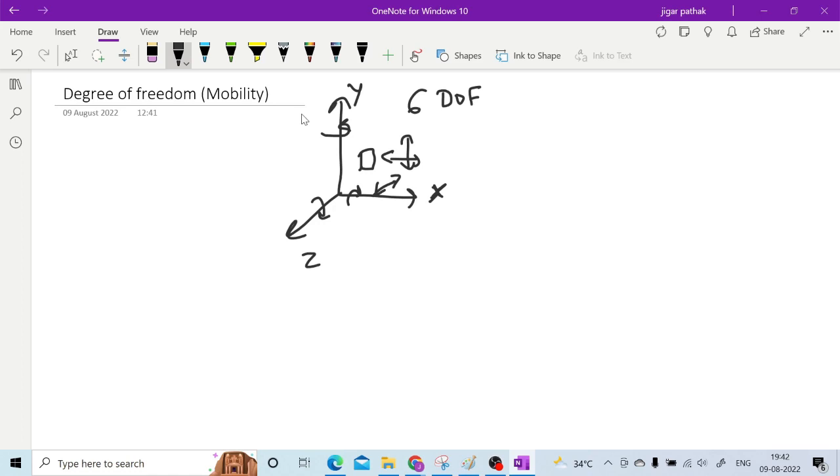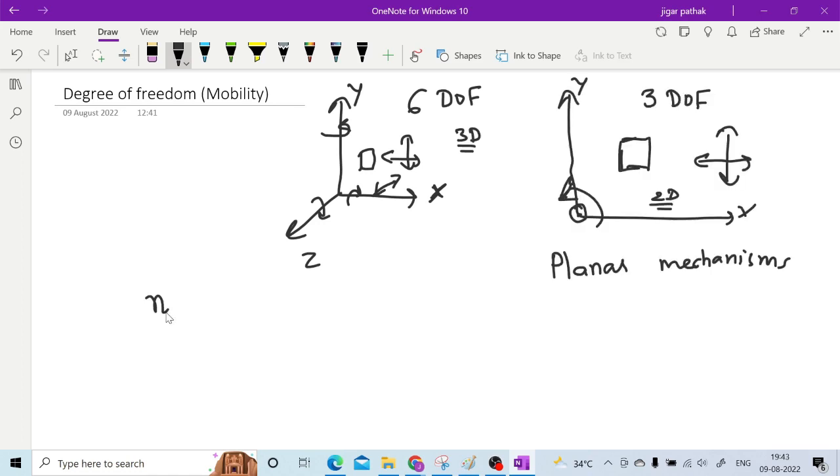So if you want to calculate the degree of freedom for any mechanism, then what do you think? If you have a total of n links, and all the links have 3 degrees of freedom.